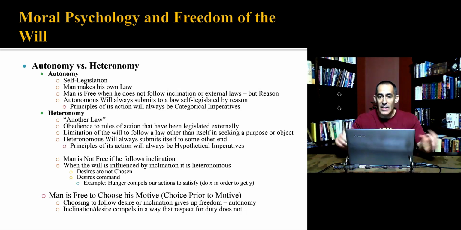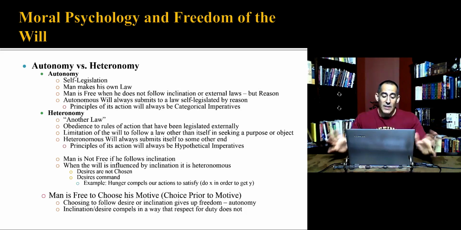A man's not free, Kant believes, if he follows his inclinations, okay? Because the inclinations are the way we tend to behave, and in a way they're not fully chosen, right? Because our desires aren't things that we generally choose. They tend to have a command over us. So, for example, hunger compels us to satisfy this. That desire compels us to take certain behaviors.